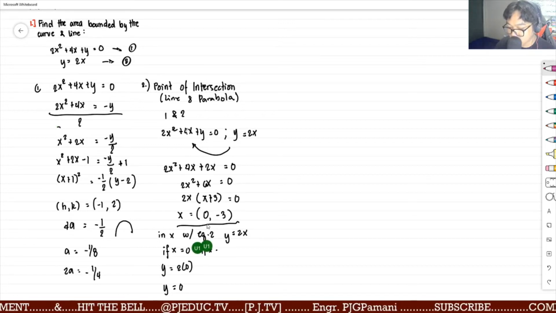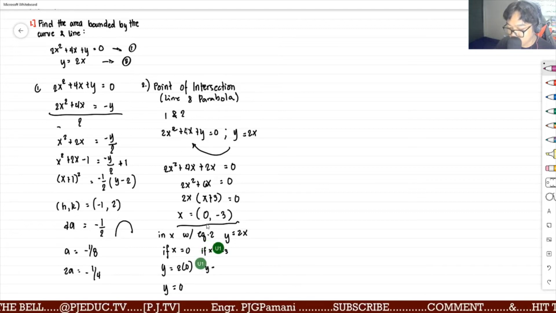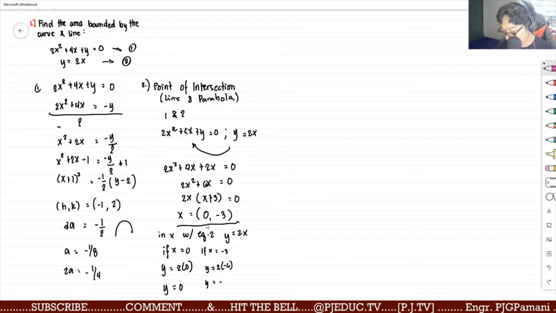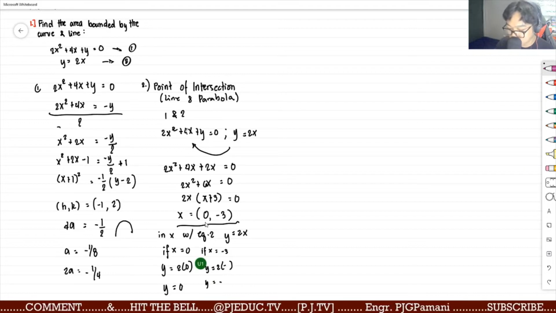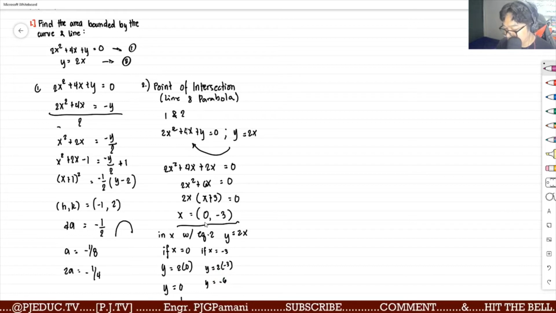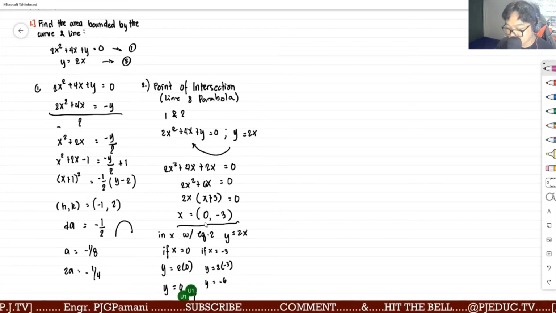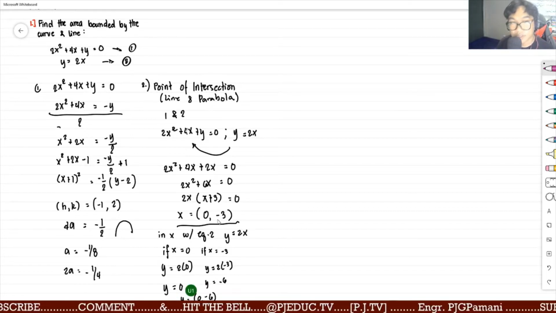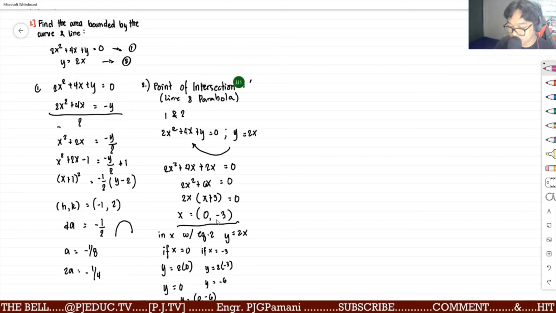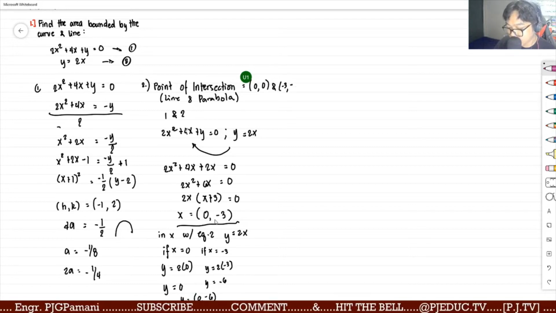And if x is equal to negative 3, therefore y is equal to 2 times negative 3, or y is simply equal to negative 6. Points with respect to y-axis are 0 and negative 6. So what are the points of intersection? Those are points of intersection. Those are (0, 0) and (negative 3, negative 6).